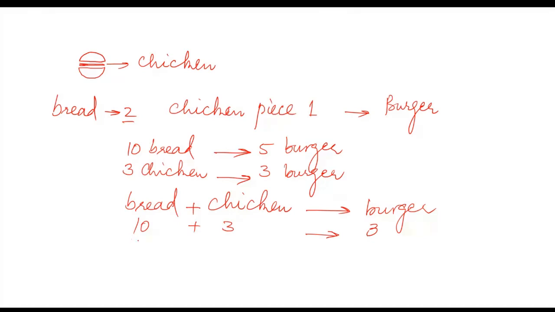4. How do you know? Because we used 6 pieces of bread. Very good. For making 3 burgers, you need 6 pieces of bread. So after utilizing 6 bread pieces, 10 minus 6, you will get 4. So 4 pieces of bread are in excess. Okay.